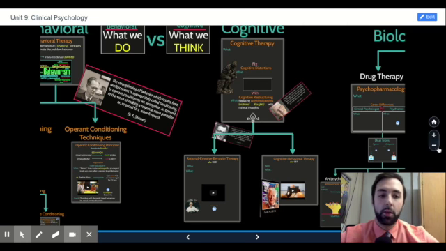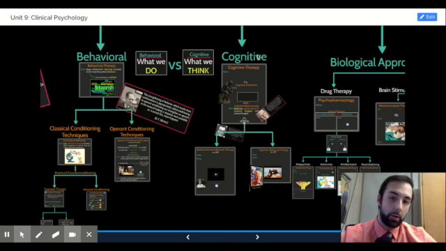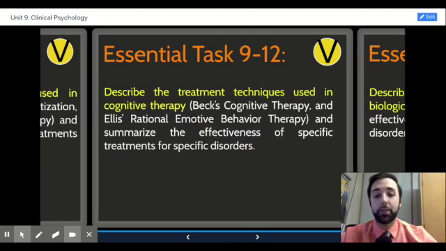In today's Essential Task, we're going to talk about two different techniques that are classified as cognitive therapy and do the three boxes that you see here under the broad category of cognition or cognitive. I'll allow you to pause the video here before proceeding into the concept map.